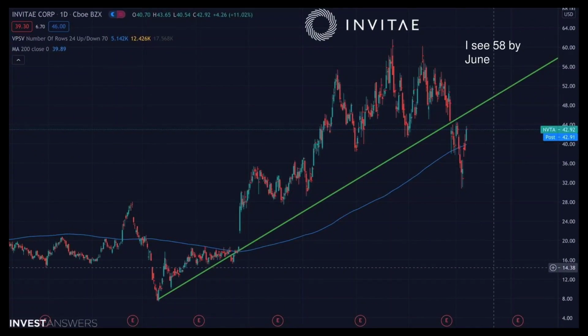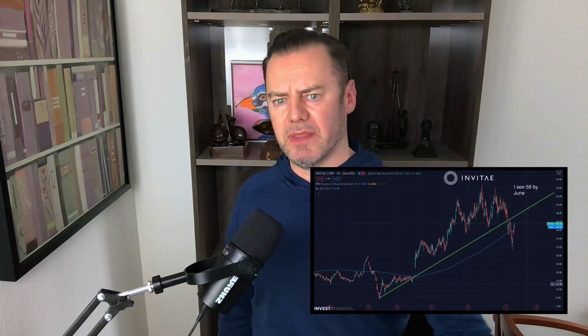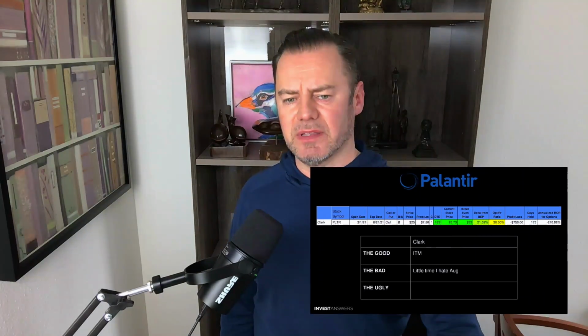This is the quick chart now on Invitae. So basically here, I do see us getting to 58 by June. Not a problem there. So these trades could work. And as I said, I see Invitae being a $60 stock over the next couple of months pretty easily. It's red hot and it could go way beyond that. So not a lot of concern there.